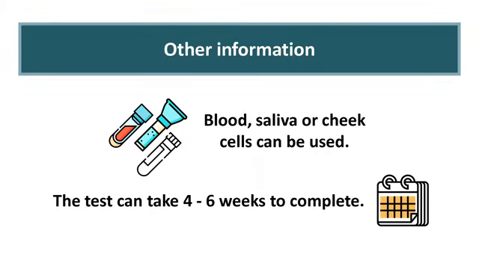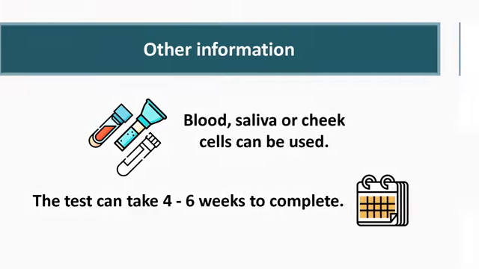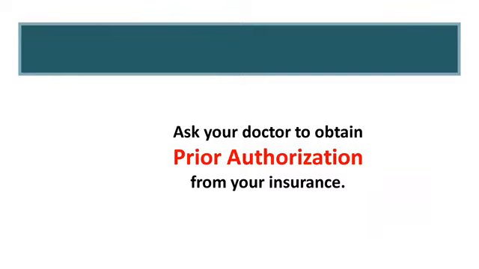Blood is typically used for genetic testing, but sometimes saliva or cheek cells can be used. This test can take 4 to 6 weeks to complete. Ask your doctor to obtain prior authorization from your insurance before the sample is collected.